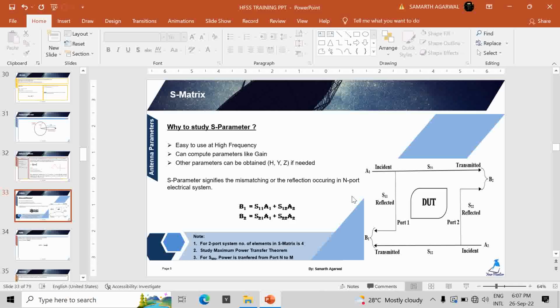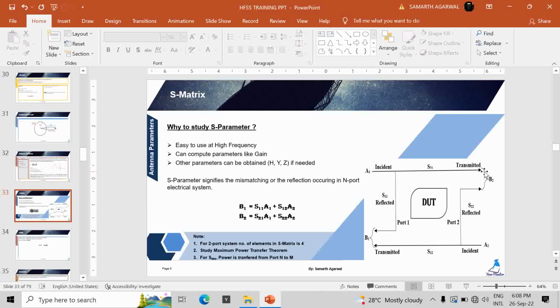Regarding Smn, suppose S12 is written, it means power is transferred from port 2 to port 1. In the right image, this is the DUT, the device under test. From A1 to B2 we have the incident wave, meaning we are supplying power, and S21 means from port 2 to port 1 it is coming back, this area. This is nothing but S11. This is also one kind of S11 only, and this is also S21, meaning power is transferred from port 1 to port 2.